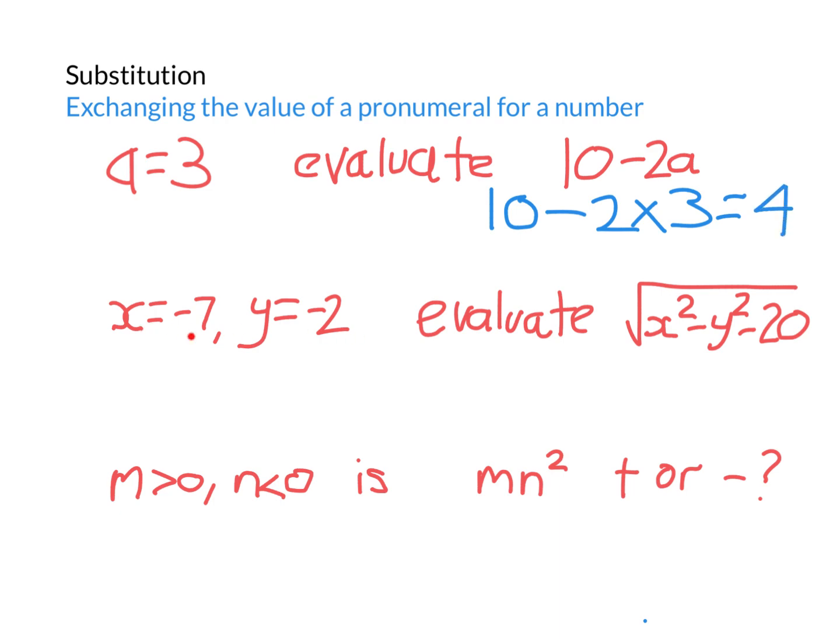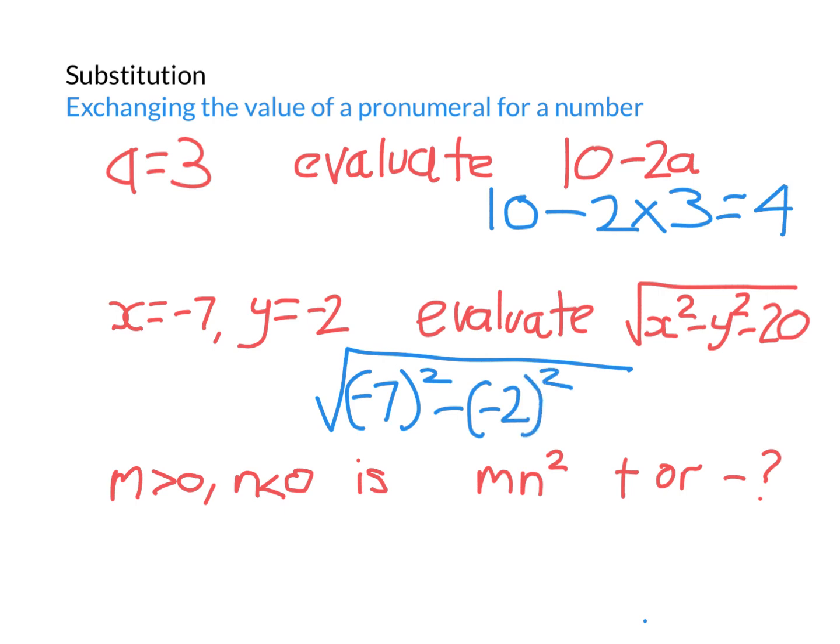So what about this one here? x is negative 7, y is negative 2. We're going to evaluate this expression. I'm going to substitute x for negative 7, y for negative 2, and come up with a one number only answer. So whenever you are substituting negatives in your calculator, use brackets. So in your calculator, you'd put it like this: x squared minus y squared, so I'm substituting y for negative 2, that's why I use brackets, minus 20. You can put this straight on your calculator and it will give you the answer of 5, because it's 49 minus 4 minus 20, square root of 25 is 5.